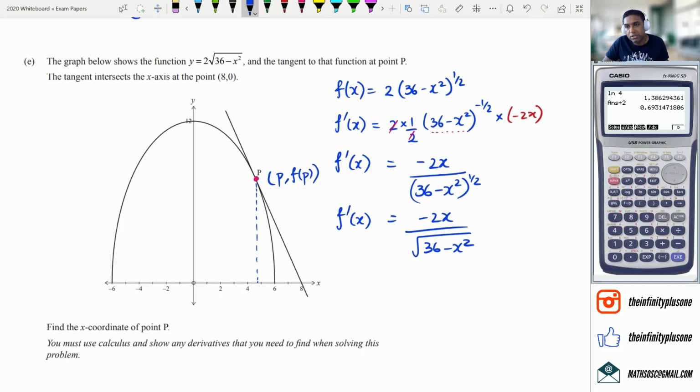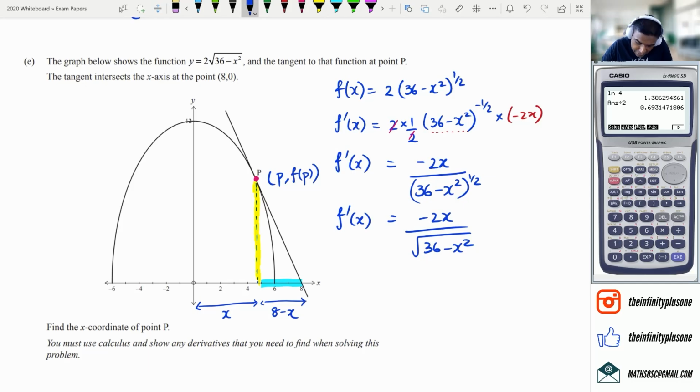So remember how we can actually work out gradient as rise over run. So what we also know is we can say this part here is rise, and this part here is going to be the run. So if I call this from here to here x, then the blue part here is going to be 8 minus x. I hope you guys can see that.